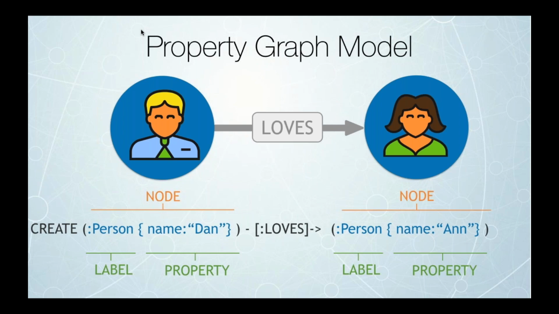You'll notice that the relationship has a direction. Relationships in Neo4j are always directional. You can query without regard to direction if you choose, and that's just as efficient as querying with regard to direction for the same number of relationships.